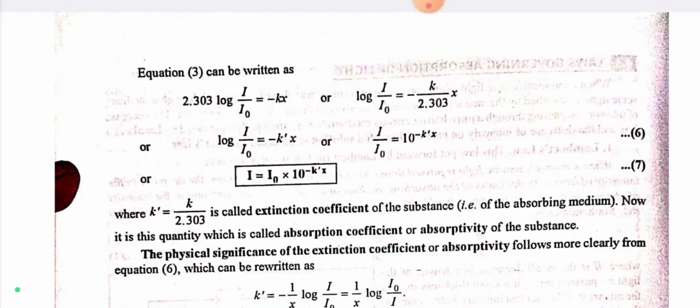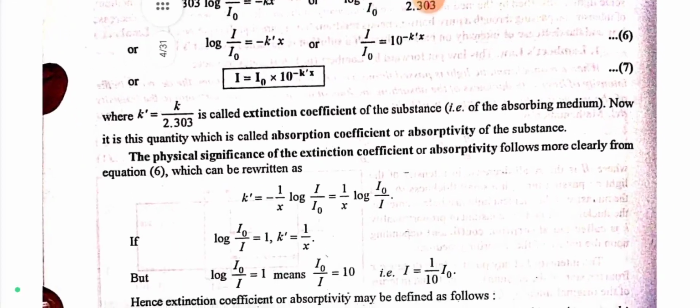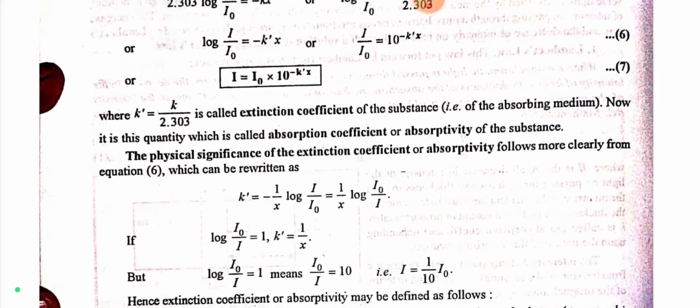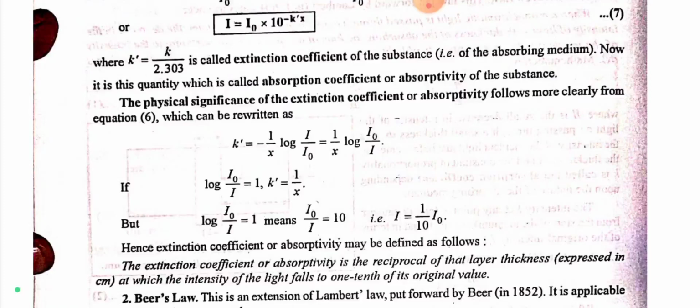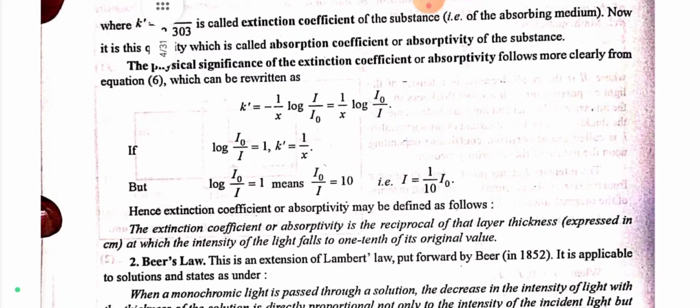The physical significance of the extinction coefficient or absorbability follows more clearly from equation 6, which can be rewritten as k dash is equal to minus 1/x log I/I naught, which is equal to 1/x log I naught/I. If log I naught/I is equal to 1, k dash is equal to 1/x. But log I naught/I equal to 1 means I naught/I is equal to 10, that is, I is equal to 1/10 of I naught. Hence, extinction coefficient or absorbability may be defined as follows. The extinction coefficient or absorbability is the reciprocal of that layer thickness, expressed in centimeters, at which the intensity of the light falls to 1/10 of its original value.